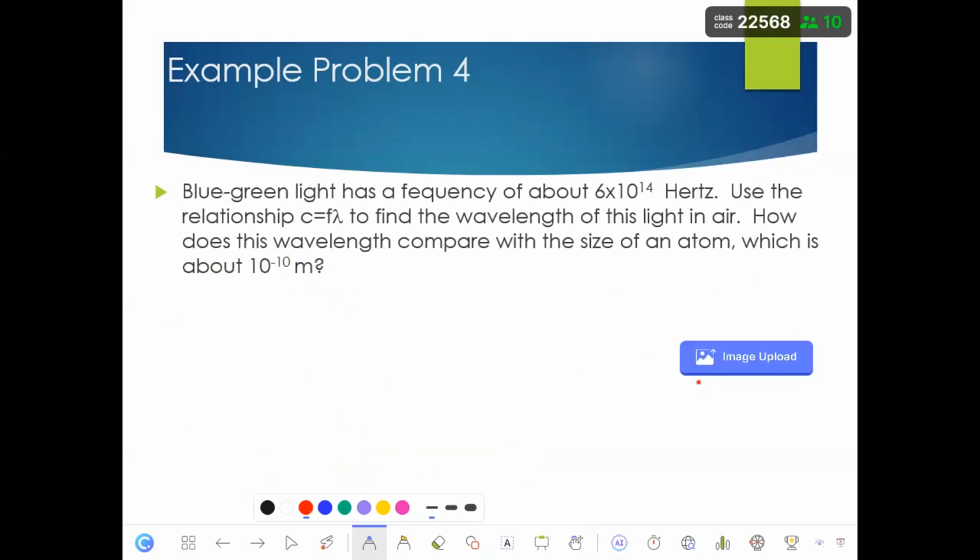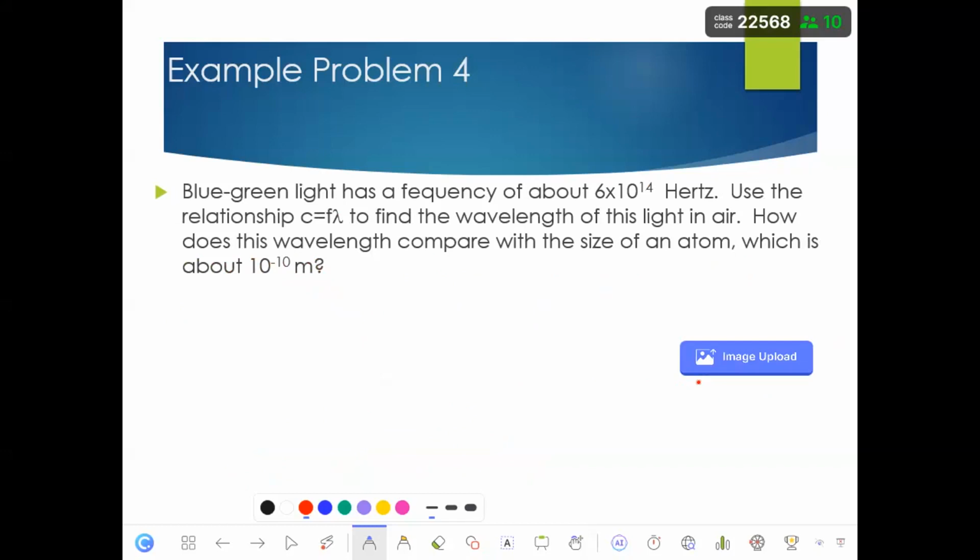So now this problem, please work on this problem. Blue-green light has a frequency of about 6.6 times 10 to the power of 14 hertz. Now we have the frequency, and we are supposed to use this formula. Frequency is 6 times 10 to the power of 14 hertz. Use the relationship, which is velocity equals frequency times lambda, and find the wavelength of this light in air.